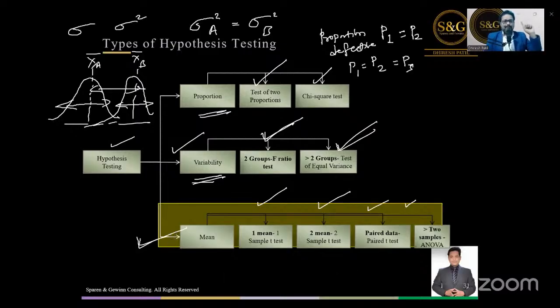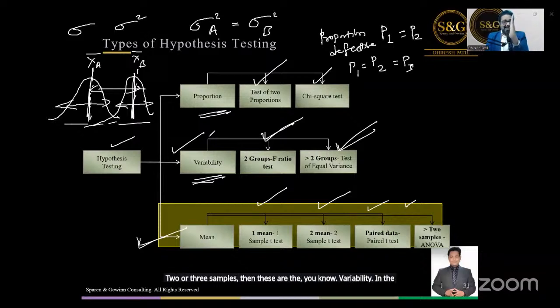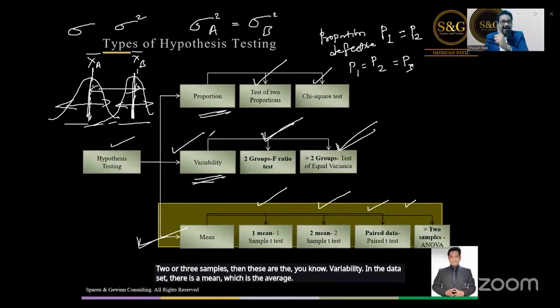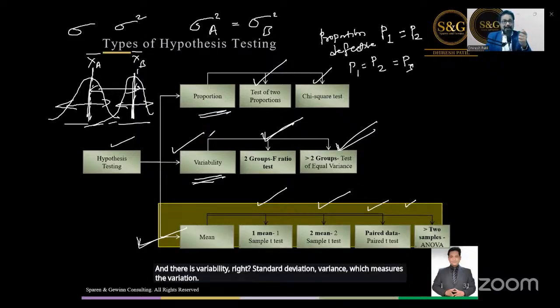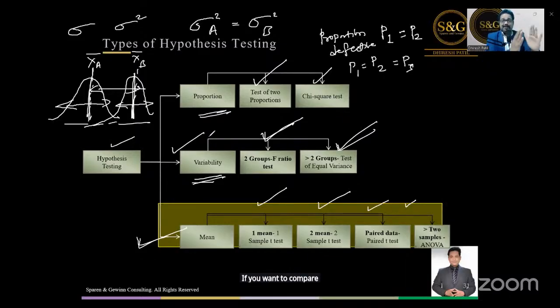If you want to compare the mean of 2 or 3 samples, then these are the variability. In the data set, there is a mean, which is the average, and there is variability, right? Standard deviation, variance, which measures the variation. If you want to compare variation of one with another or two with another, right?